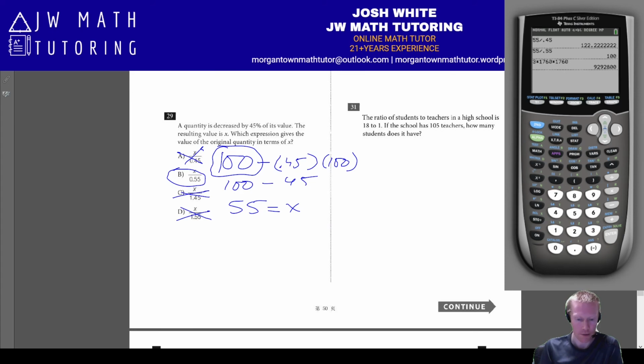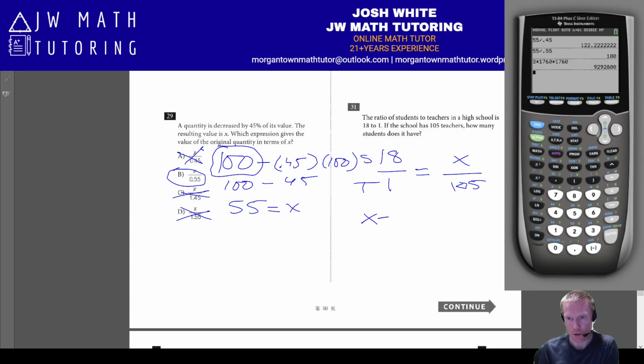Starting now with problem number 31, the first of the grid-in fill-in questions. So the ratio of students to teachers is 18 to 1. So, okay, 18 to 1, and again, that's students to teachers. The school has 105 teachers. How many students does it have? So notice I put this in the wrong spot. The 105 needs to match up with teachers on the bottom, and x, number of students, would go on top.